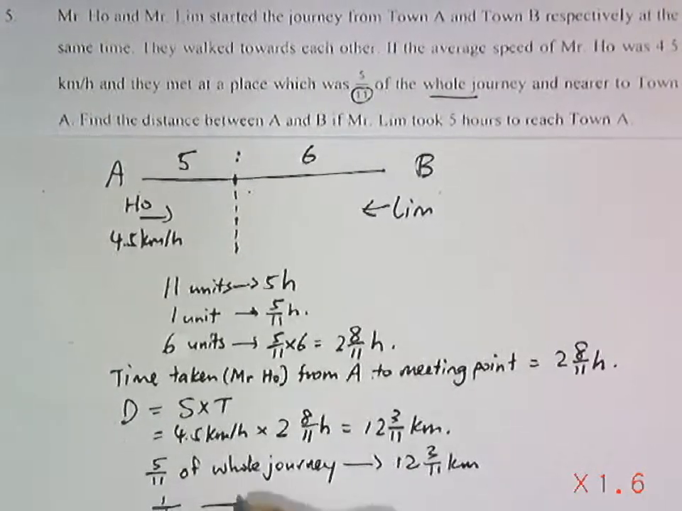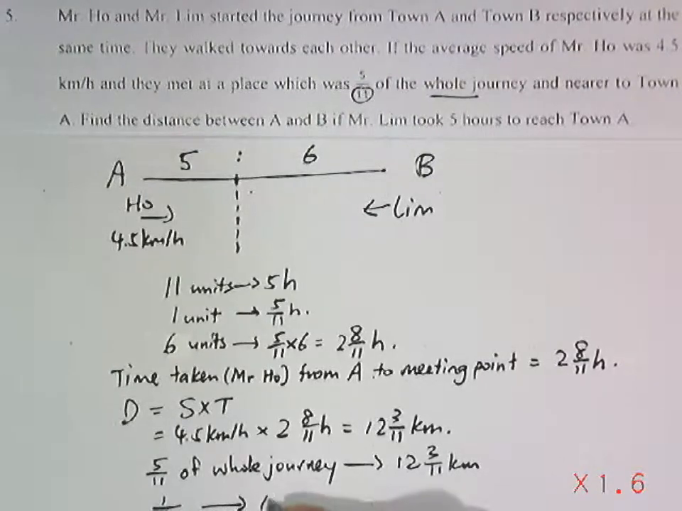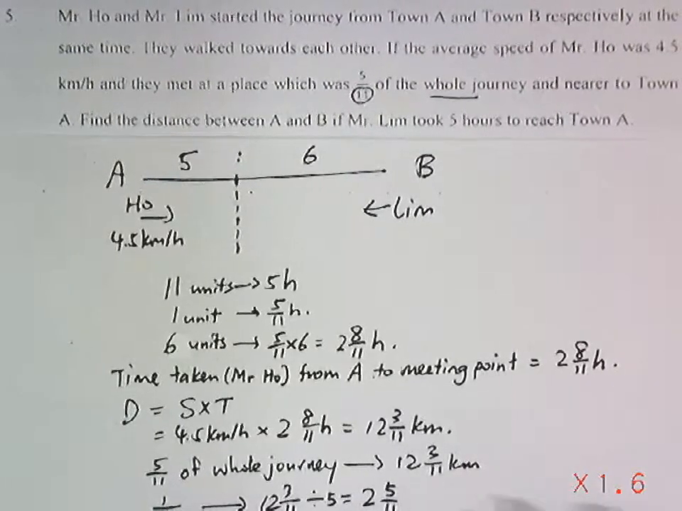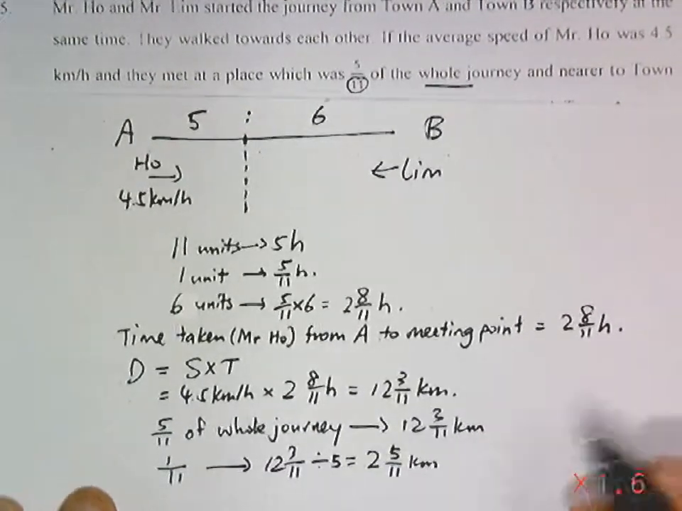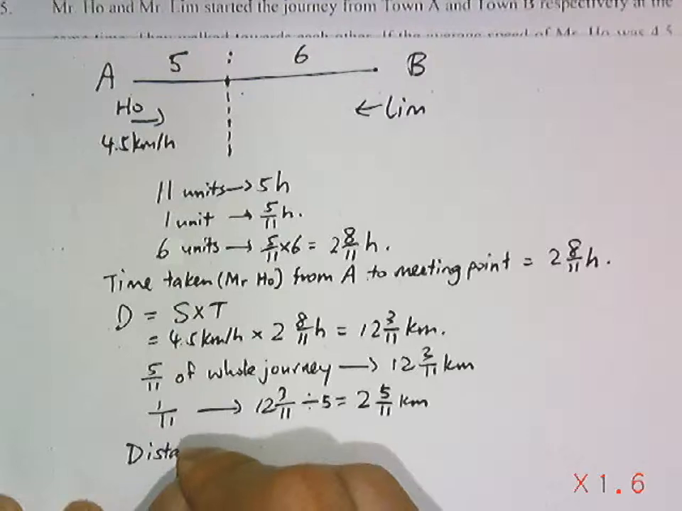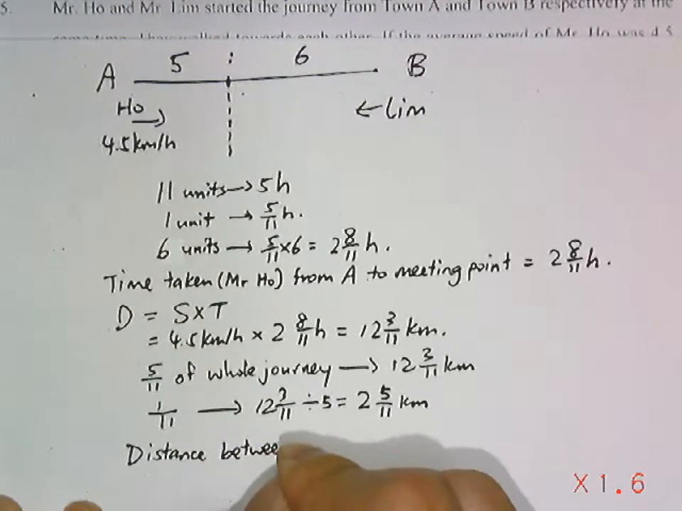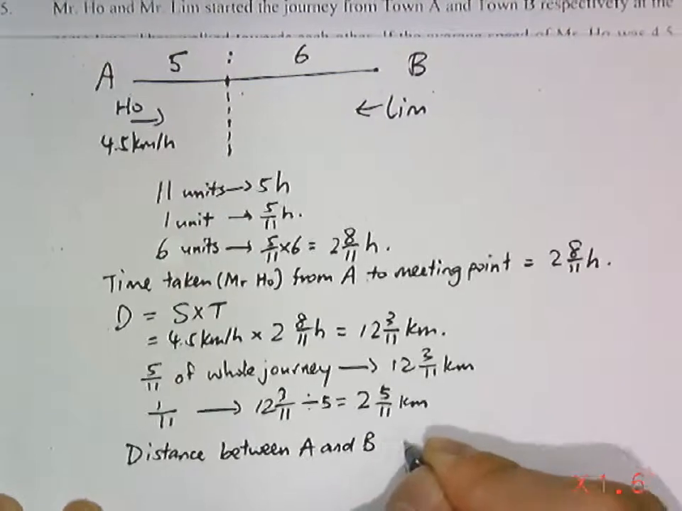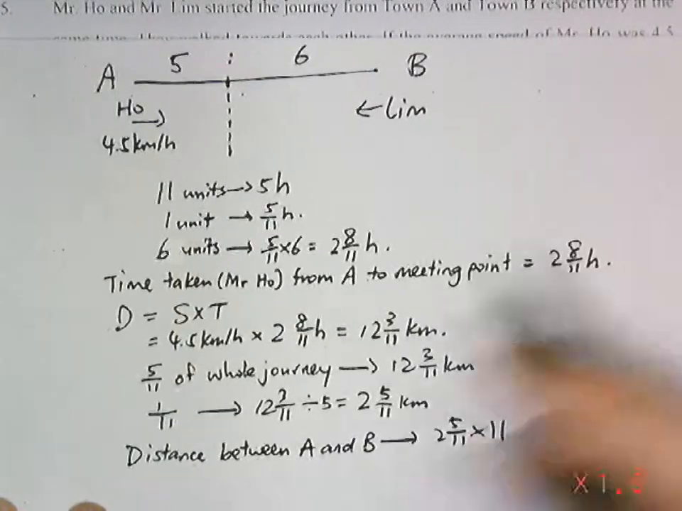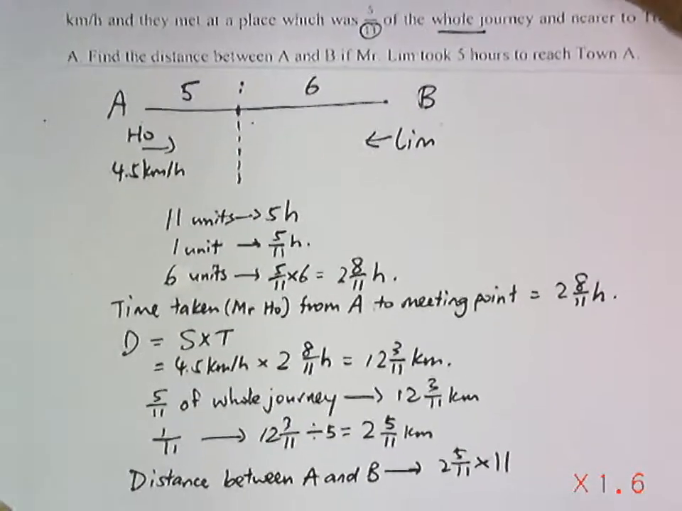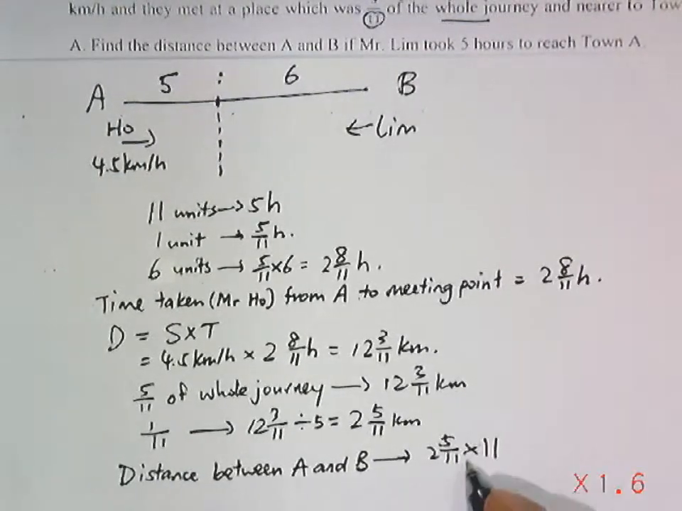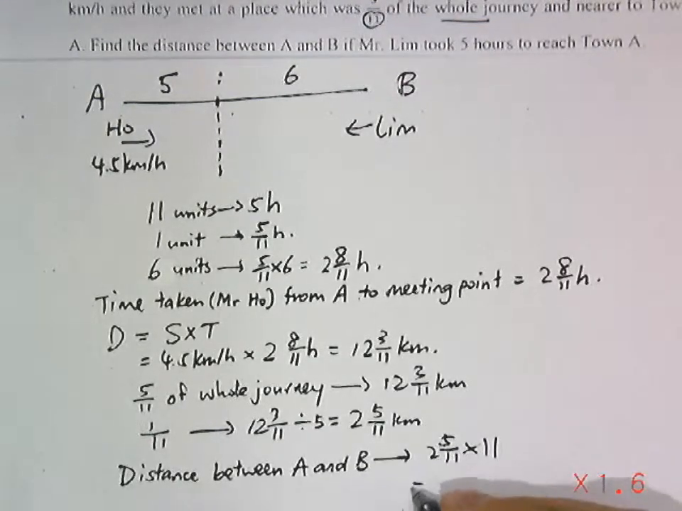We can easily find 1 out of 11 first. Take 12 and 3 over 11 divided by 5. That is 2 and 5 over 11 kilometers. So the entire journey, which is the distance between A and B, we get by multiplying it by 11. So the distance between A and B would be 2 and 5 over 11 times 11, which gives us 27 km.